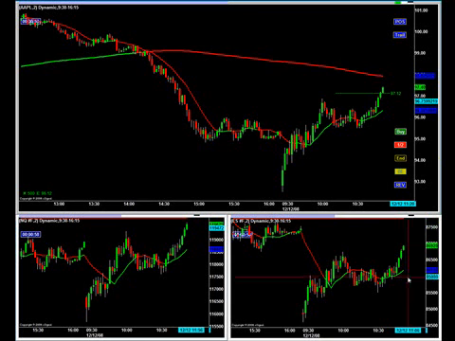See the futures moving up nicely. The futures look like they have a chance at making it for the gap fill on the ES, someplace up into this area. 873 on the ES.